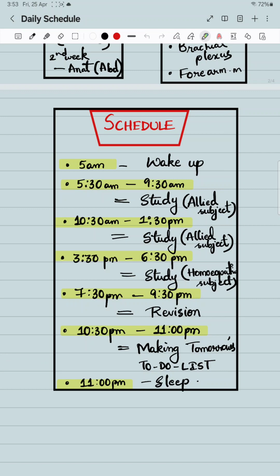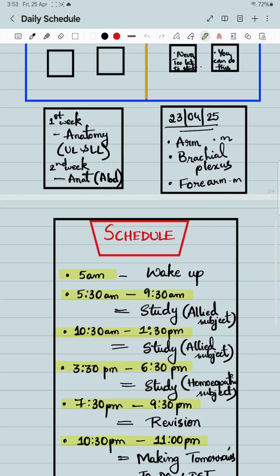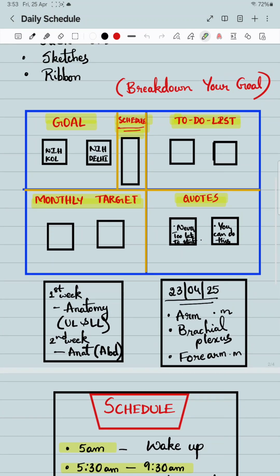And I'll show you how to make the monthly targets for people who are going to attempt the upcoming AIPGT 2025, and also for those who want to write in a year. If you have 1 year of time, what kind of monthly schedule you can make so that you can achieve your goal.